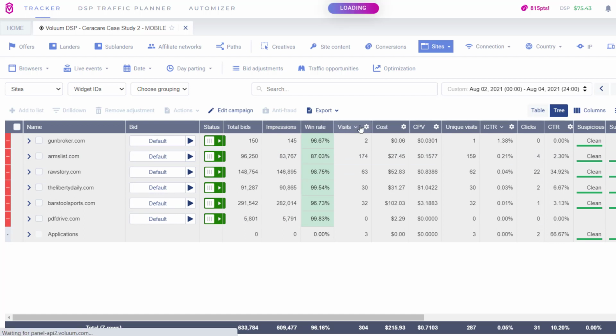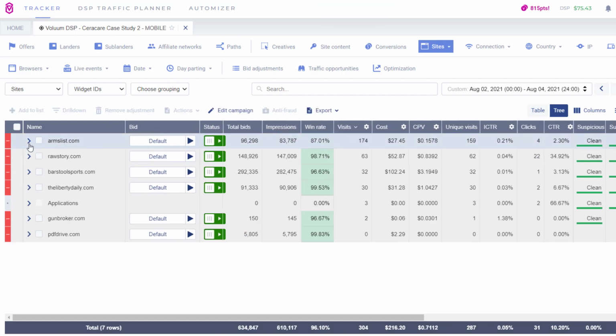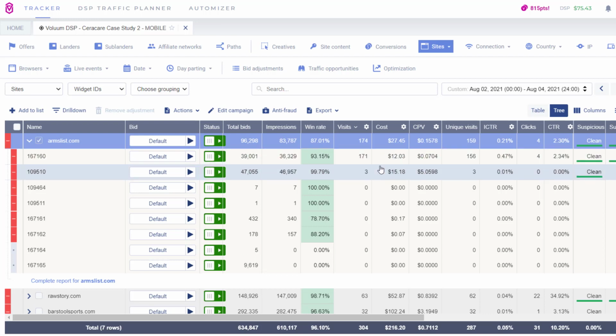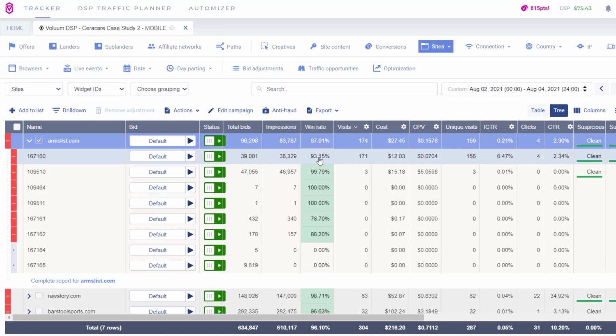I'm gonna sort by visits. So armslist.com, the cost per visit for this was 0.07. That means I had a really good ICTR, which is right here at 0.47. But then from those unique visits, I only had 4 clicks to the offer, which is a horrible landing page click-through rate. But it only cost me $12 to get 171 visits, and my win rate was at 93.